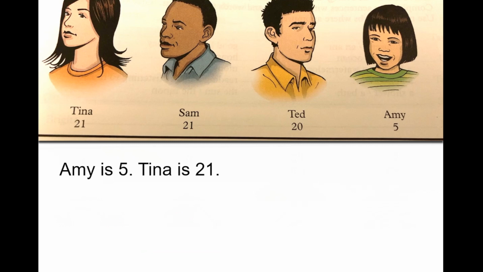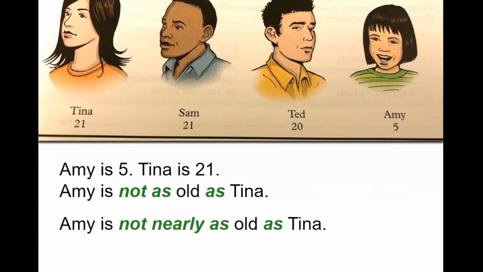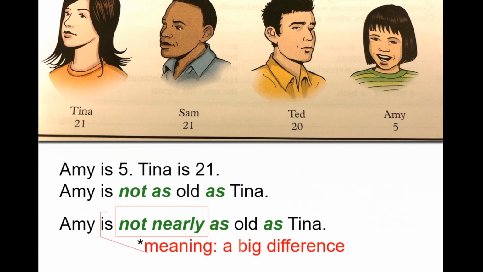But here, because Tina is 21 and Amy is 5, Amy is a lot younger than Tina. So we could say Amy is not as old as Tina, or Amy is not nearly as old as Tina. Not nearly. We use not nearly to show there's a big difference between their ages.